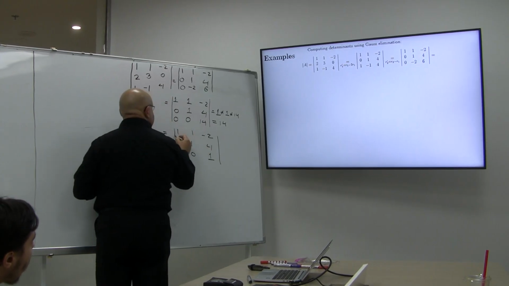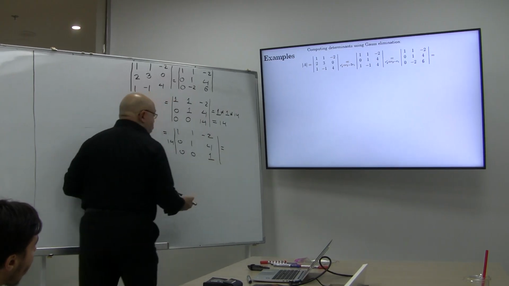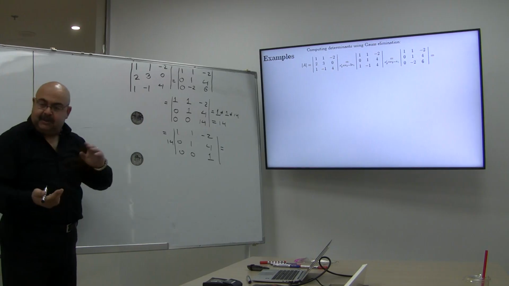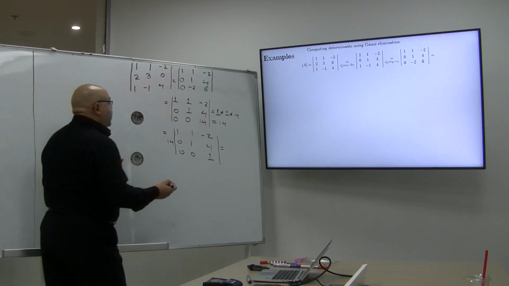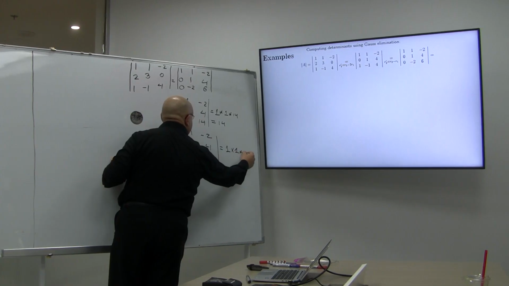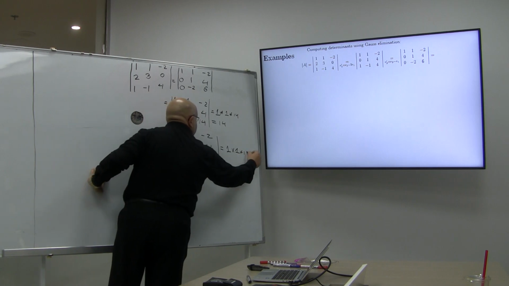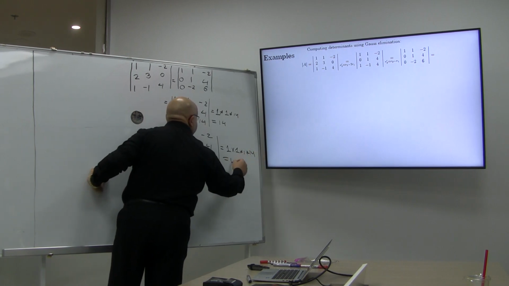Okay, it's like taking 14 as a common. So you multiply the 1 over 14, multiply by 14. So it's going to be the same. Multiplying the principal diagonal elements is going to be 1 times 1 times 1. Then you have the number in front of this determinant, which is 14. It will give you the same value.